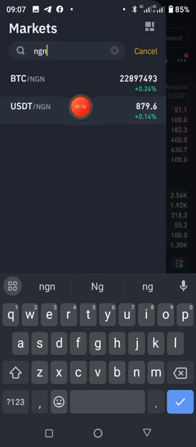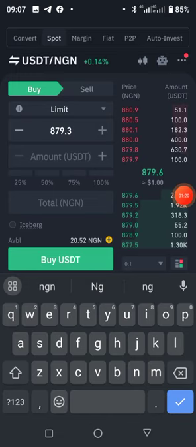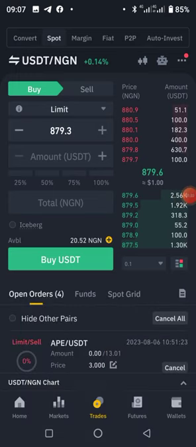This is what we are doing now. USDT NGN. So you click USDT NGN. Now even if you're a beginner, you can do this. This is a simple trade, and you can just be ready for it at any time. Presently USDT NGN is selling at 879. That is to say, for one USDT you must pay around 879. Let's say 878.